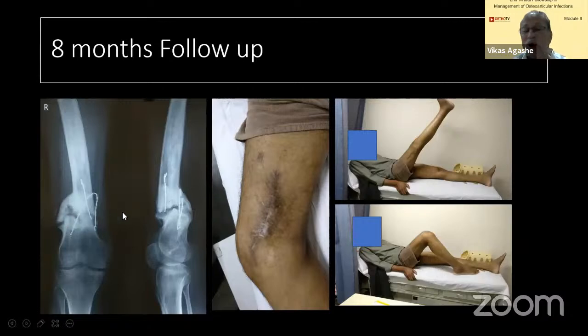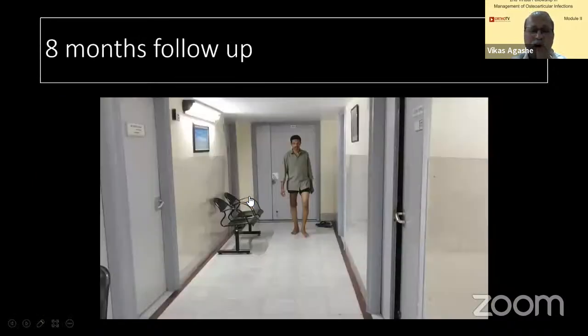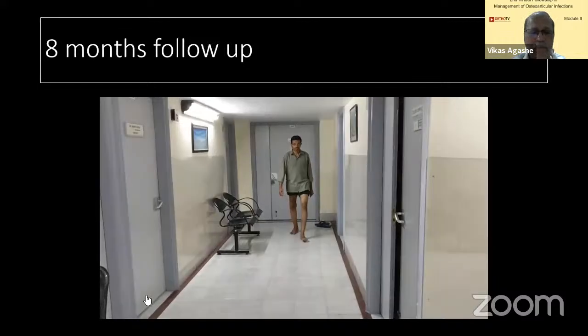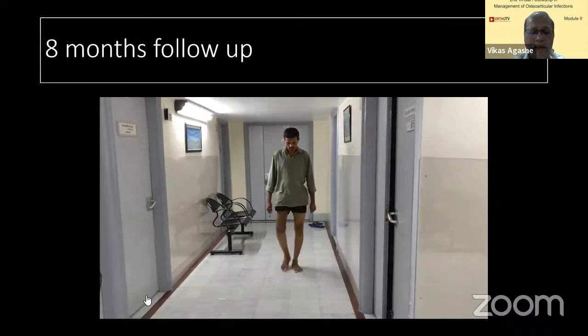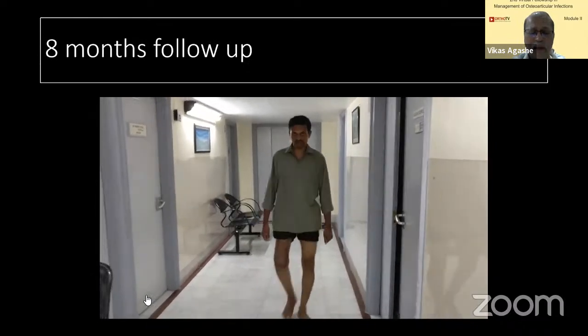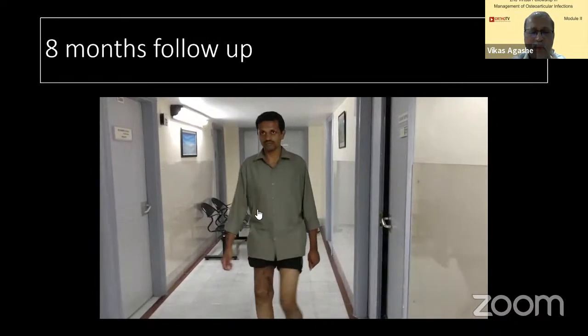Here you can see he is not using any stabilization. This is a scar. That's the range of movement he has got. This is the video. Slowly, he is walking without any support.